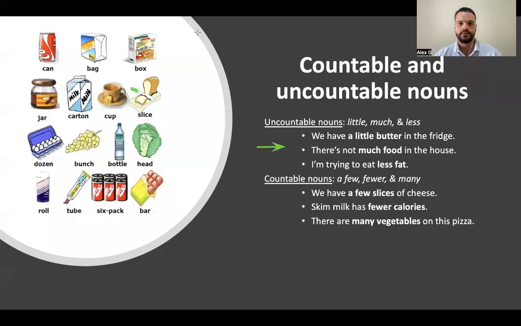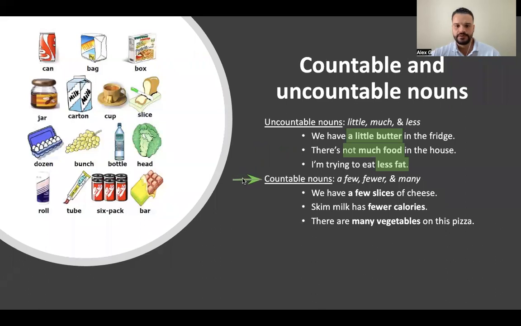These are going to be how we can express the quantity, right? So quantifiers tell us how much. There's a little butter in the fridge. There's not much food in the house. Or I am trying to eat less fat. Remember that little, much, and less are going to be for uncountable nouns.